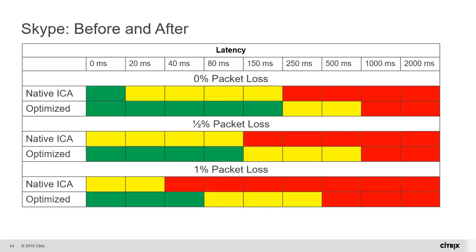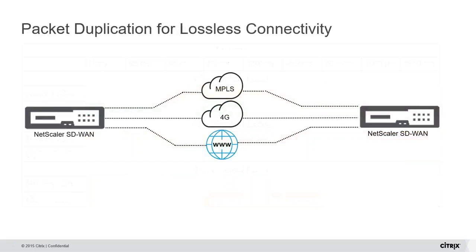What we also saw in this is not only did the performance get better, but the quality got better as well. So as our network decreased, latency increased, and packet loss increased, we were able to use the optimized for longer than we could if we just use standard ICA. So we ended up getting a better experience when we virtualize it.